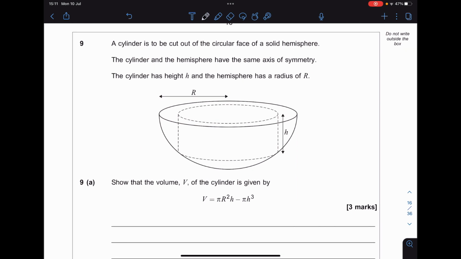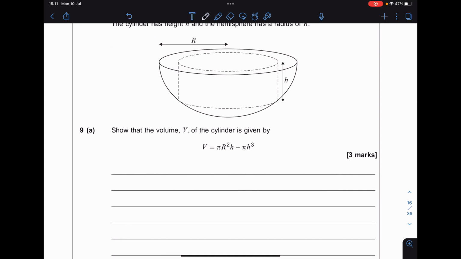So I think we're coming to the end of the pure now, aren't we? With question number 9. A cylinder is to be cut out of the circular face of a solid hemisphere. The cylinder and the hemisphere have the same axis of symmetry. Okay, we're going to show the volume of this. So it's the classic rates of change problem, isn't it, that we've seen in the past. It's probably worth drawing a quick diagram just to see what we're looking at here.